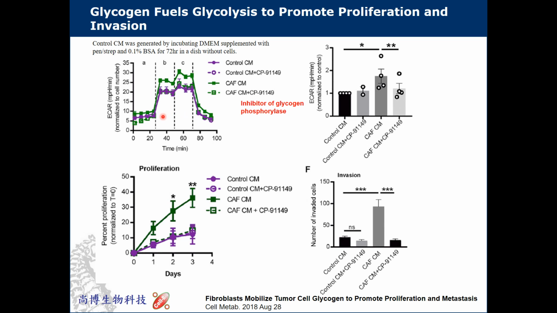So you can see this very obviously in this glycolysis stress test. And let's quantify this region. You can see we set the control as one, and we compare it to the other 2 groups with the inhibitor. It has no difference.